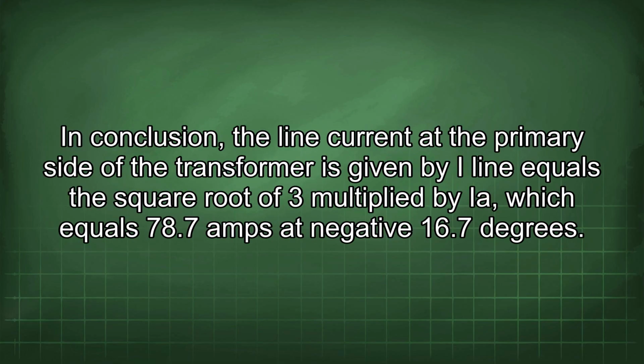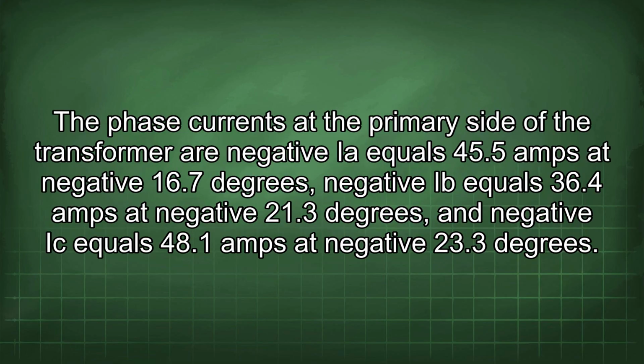In conclusion, the line current at the primary side of the transformer is given by I line equals the square root of 3 multiplied by IA, which equals 78.7 amps at negative 16.7 degrees. The phase currents at the primary side of the transformer are IA equals 45.5 amps at negative 16.7 degrees, IB equals 36.4 amps at negative 21.3 degrees, and IC equals 48.1 amps at negative 23.3 degrees.